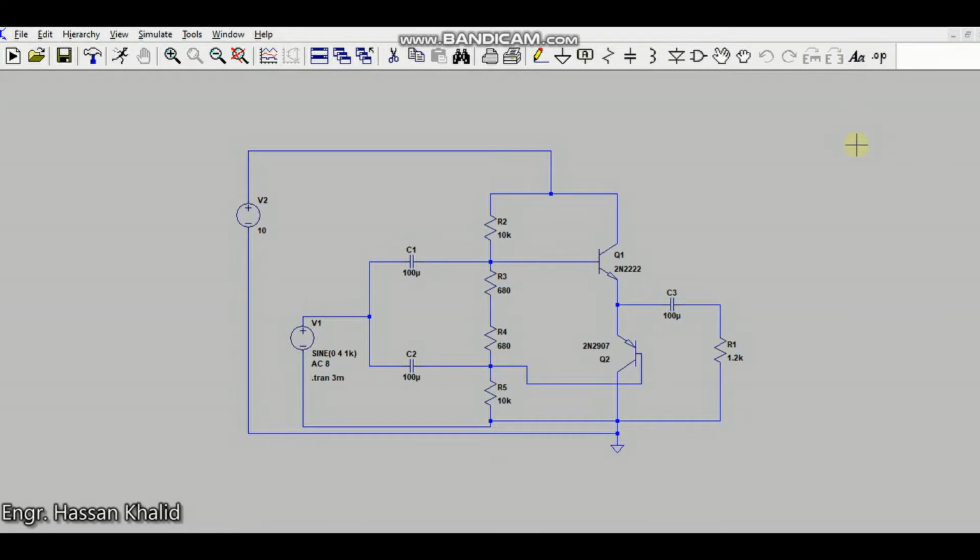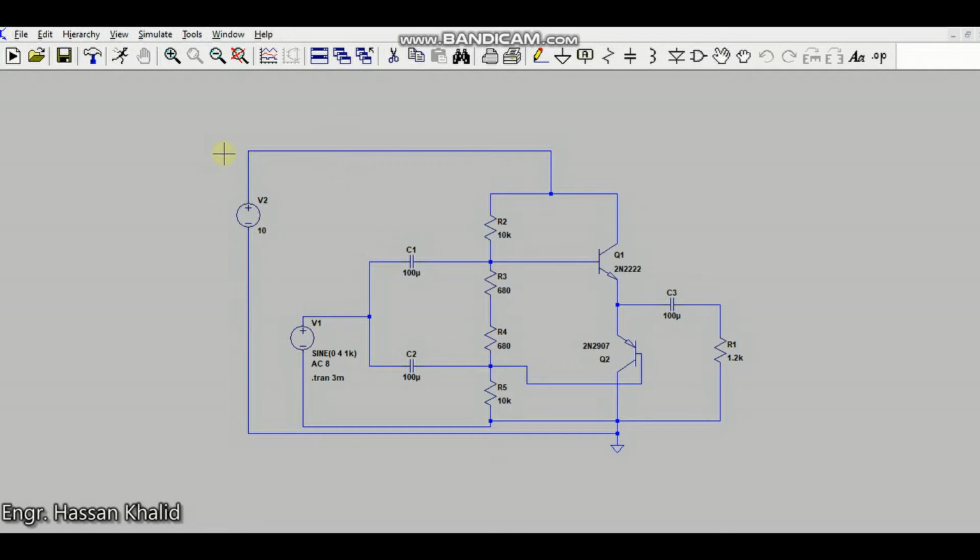Alright, welcome to another video tutorial of electronic circuit and design, and today we are going to discuss the issues that we were actually facing in the previous lab. And I hope that you remember this circuit. This is the class B symmetric configuration of the amplifier.